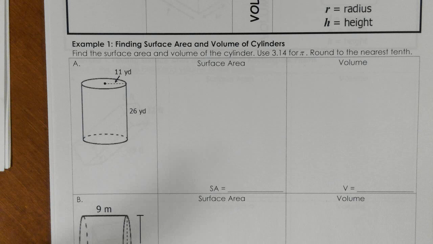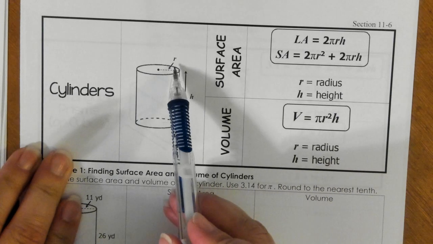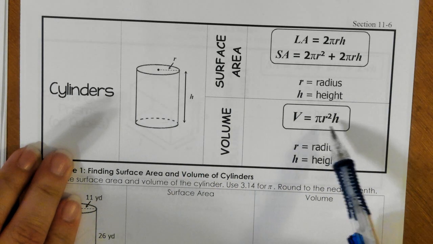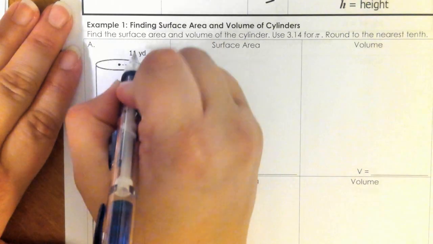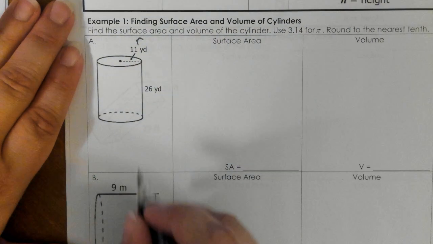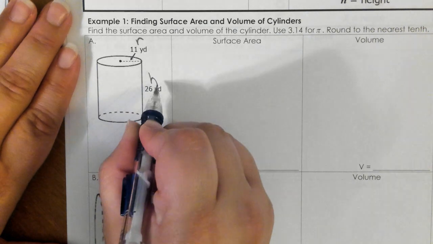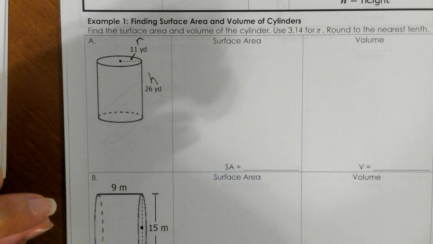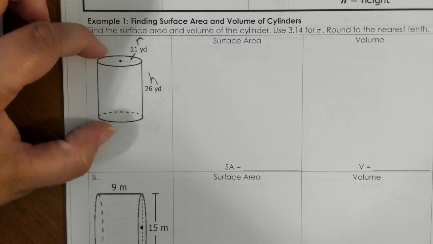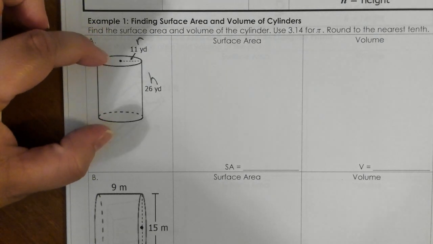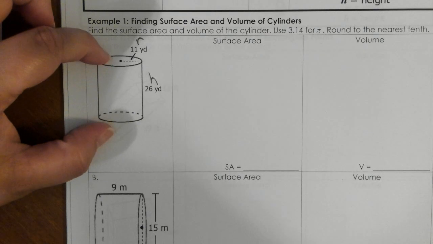Identify your variables. It says that we need to have a radius and a height, and I see that R and that H in all these formulas. So radius, 11. The height is 26. The height is defined as the distance between the two bases. My bases are parallel. My bases here are these two circles.